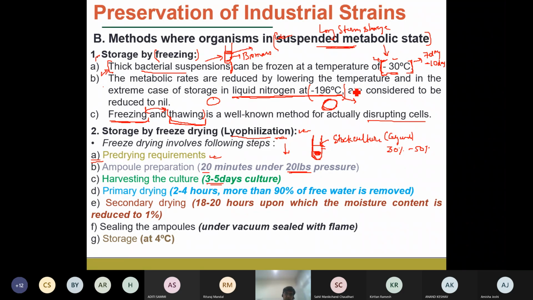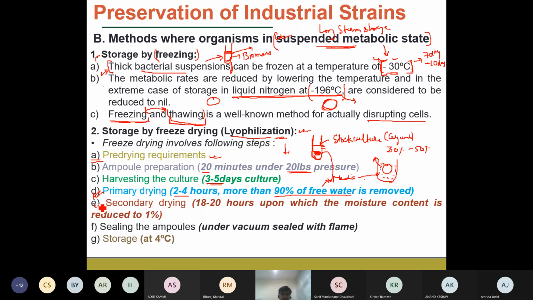Okay, and similarly, when we are doing freeze drying, or lyophilization, first we carry out the primary drying, which is done for 2 to 4 hours, and almost 90% of the free water is removed. Free water means the water that is present in the media. So we have the cells, and on the outside of it we have the media, right? Those media components are dissolved in the water. So first of all, you do the primary drying to remove the water that is present in the surrounding of the cells, which is a part of the media component.